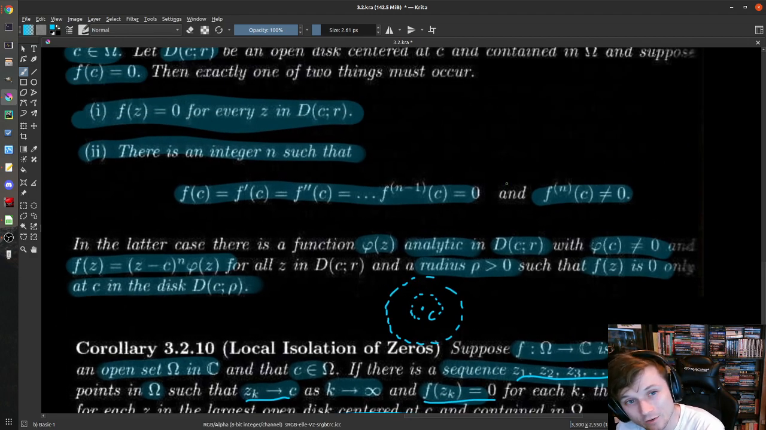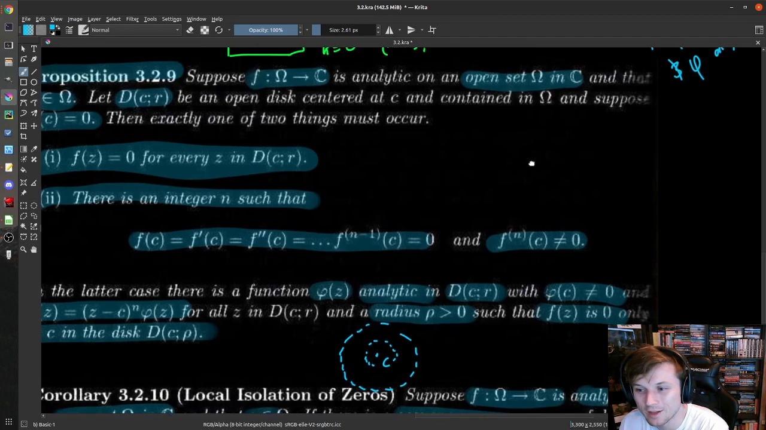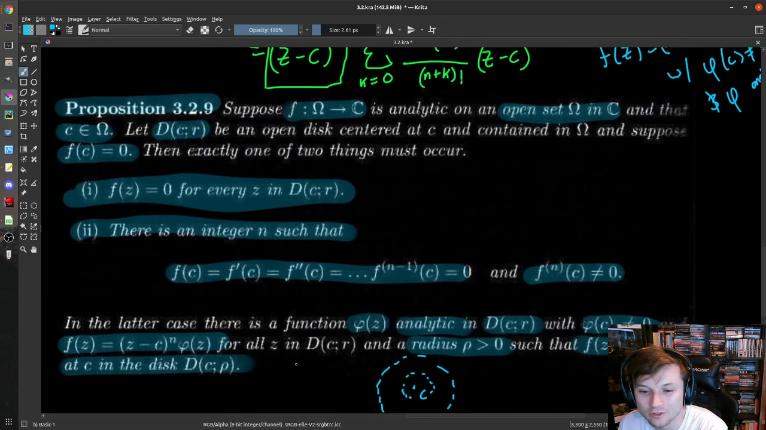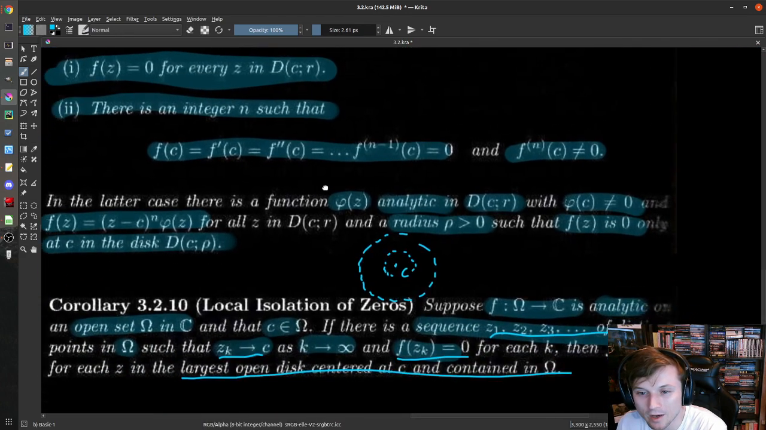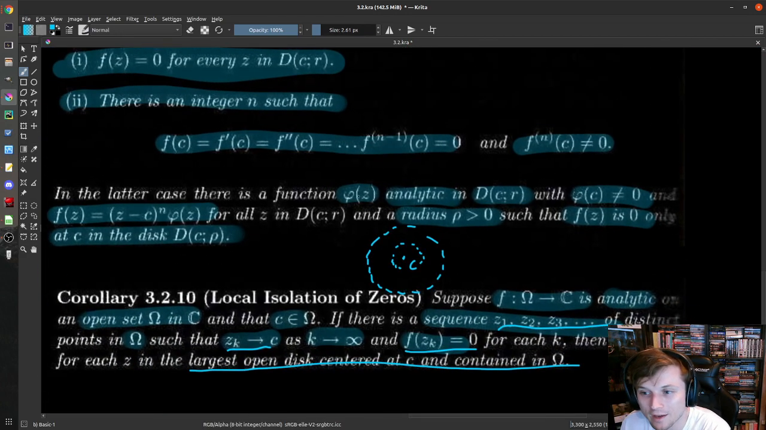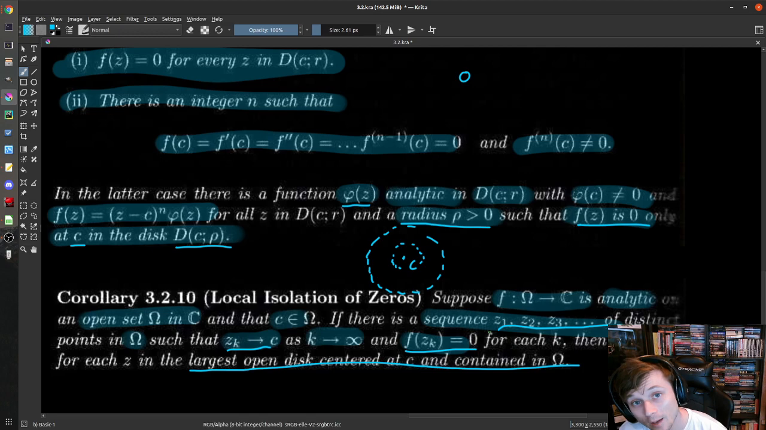This is an immediate corollary of the previous one if you think about it a little bit. But if your intuition says, hey, you've got phi analytic, and it's non-zero, well then we get some radius where f of z is 0 only at the point C on this disk. Well, you might think this means that I can always get some very, very tiny disk that it's non-zero on. And that's absolutely true.